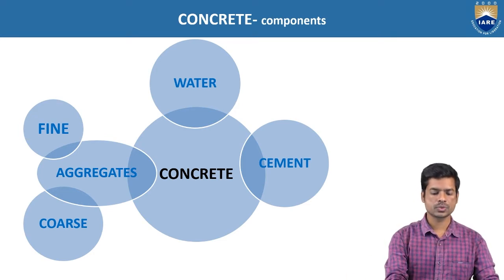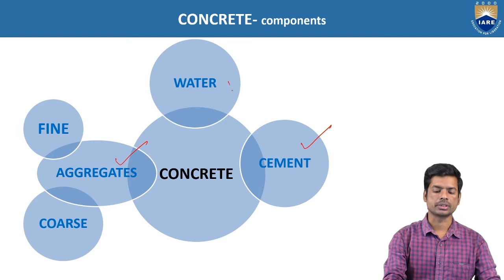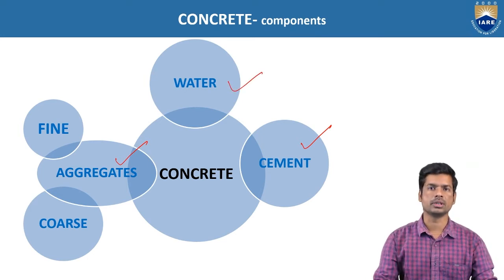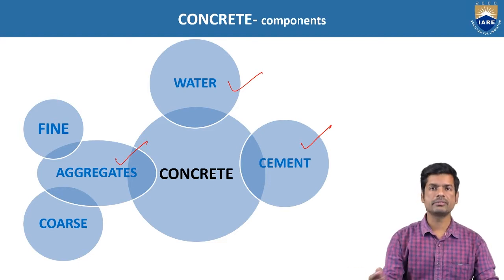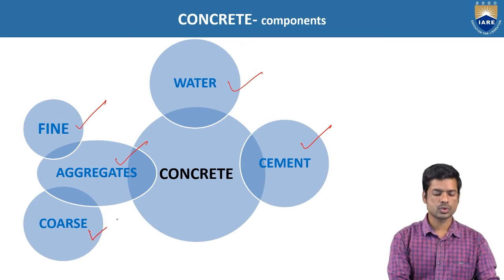The first one is aggregates. Cement is the second ingredient of concrete, and water. Without these materials we are not going to call it concrete. In aggregates we have two types: the first one is fine aggregate and the second one is coarse aggregate.